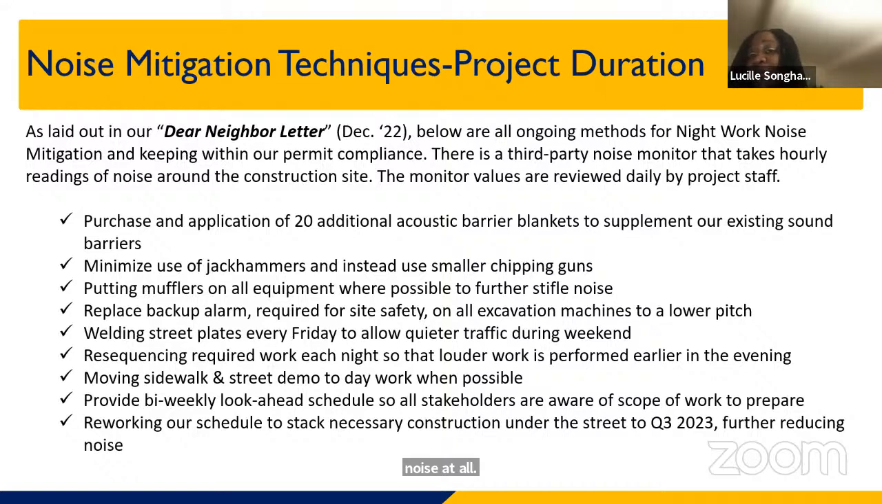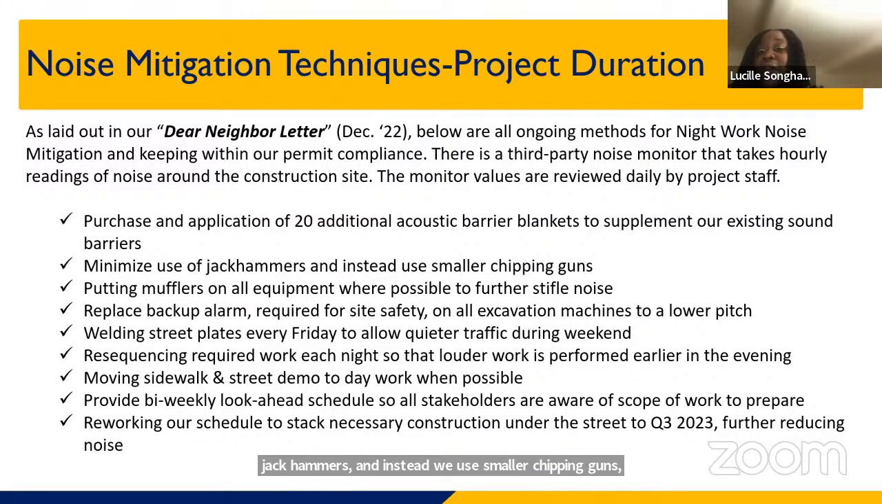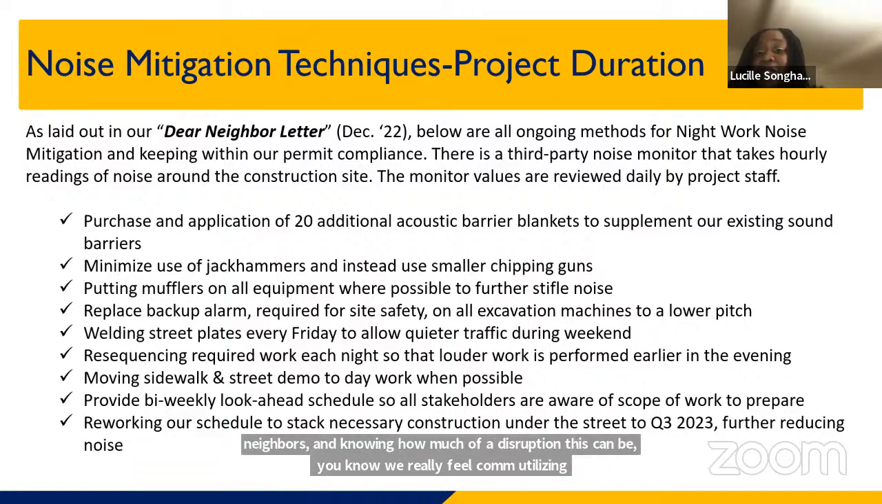And so the ways that we have done that through the course of this project: we have purchased and applied 20 additional acoustic barrier blankets that supplement our existing sound barriers. We have really tried to minimize and switch out the use of various tools, such as jackhammers, and instead we use smaller chipping guns, which again, definitely can slow the work down. But in the interest of trying to be good neighbors and knowing how much of a disruption this can be, we really feel committed to utilizing different tools at our disposal.